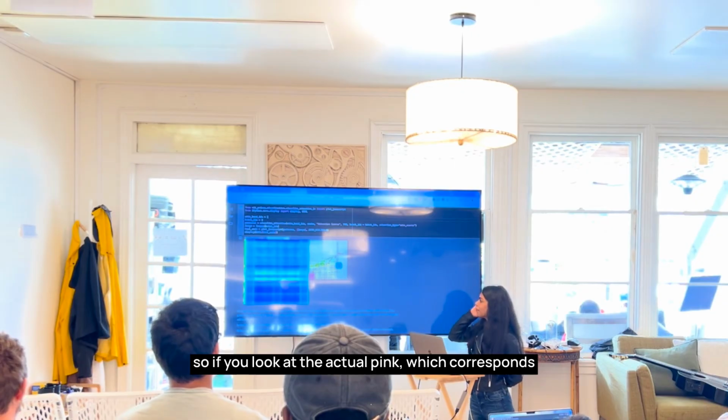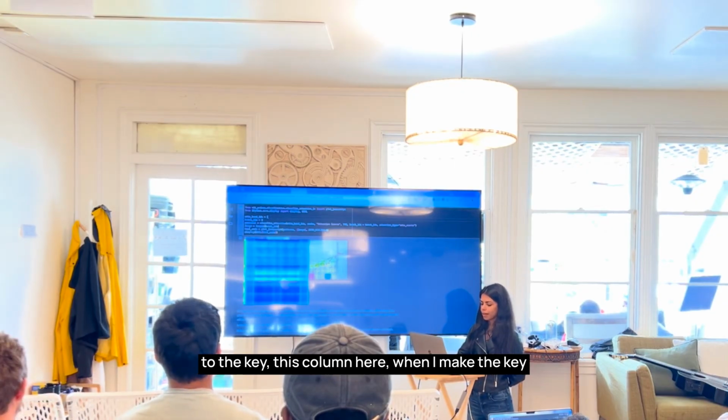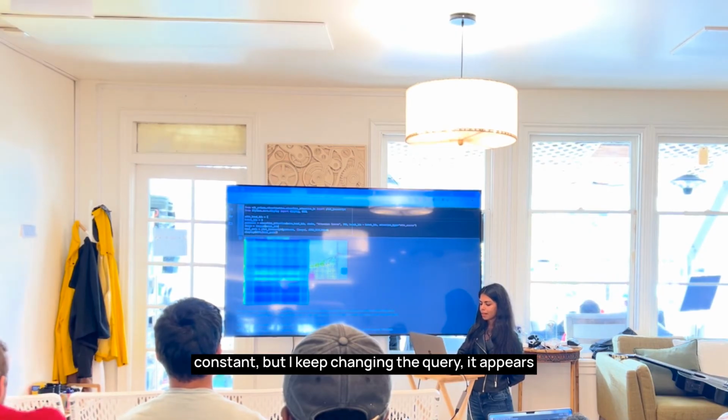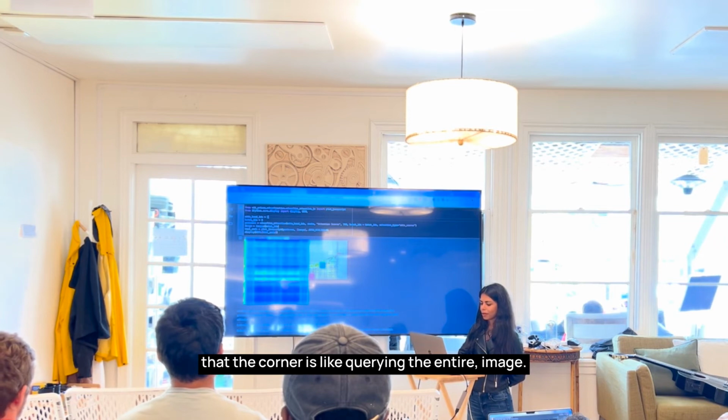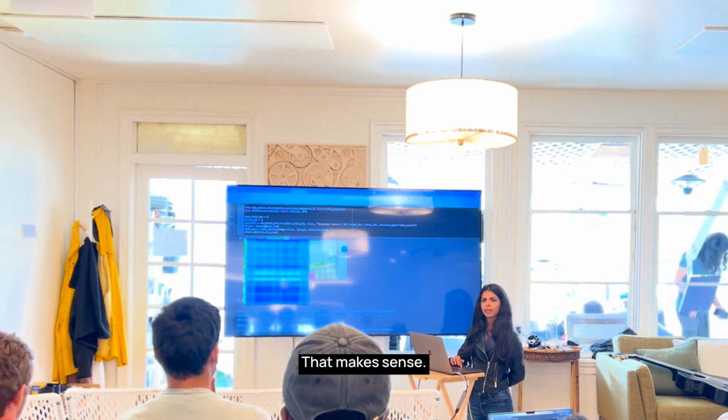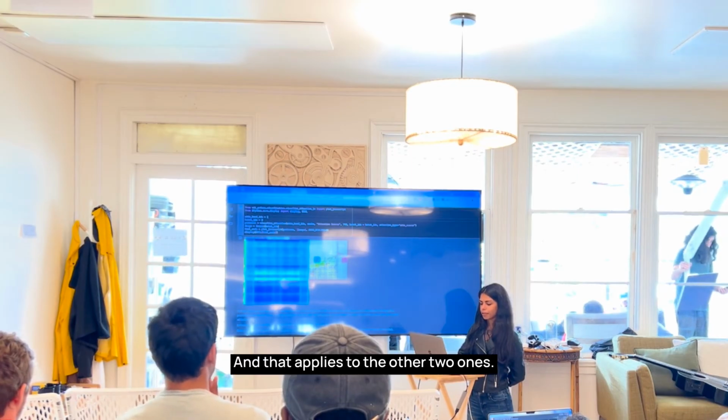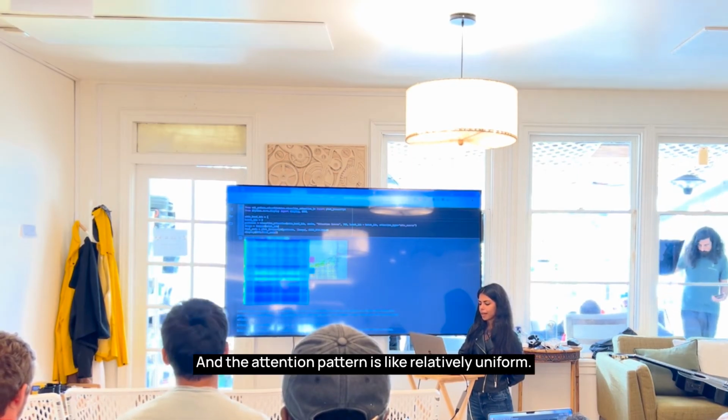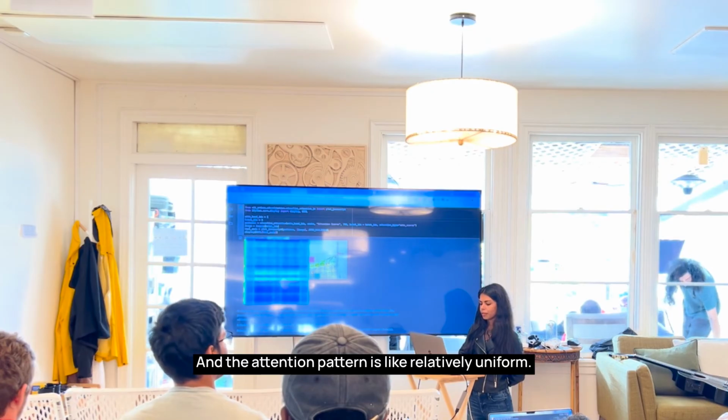Yeah. It appears that the values for the corners all have a uniform attention value, if that makes sense. So if you look at the actual pink, which corresponds to the key, this column here, when I make the key constant but keep changing the query, it appears that the corner is querying the entire image. That applies to the other 2 as well, and the attention pattern is relatively uniform.